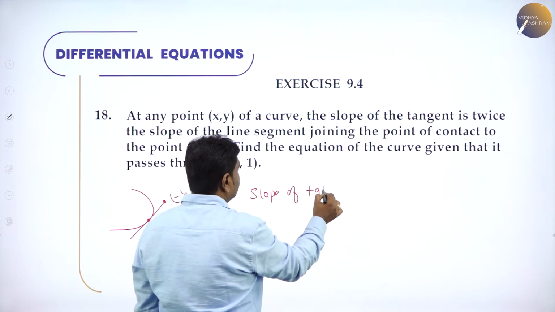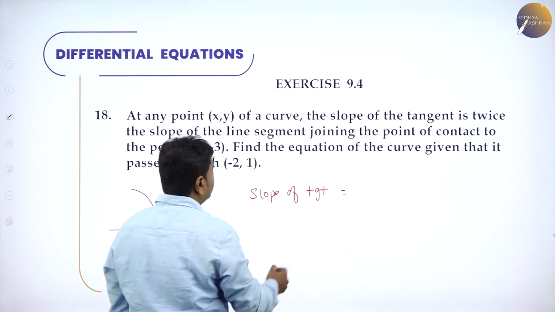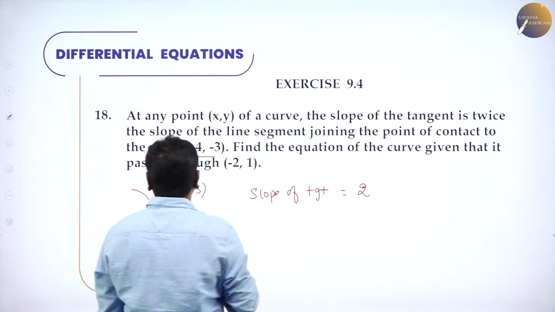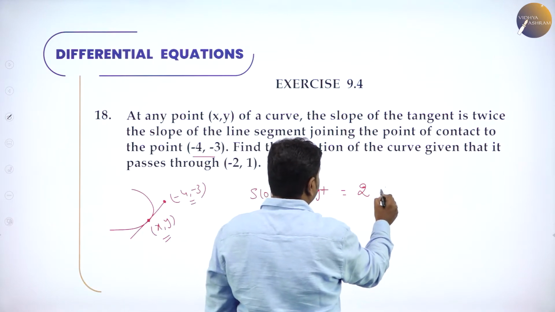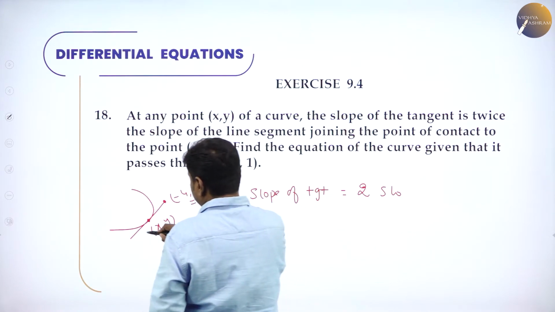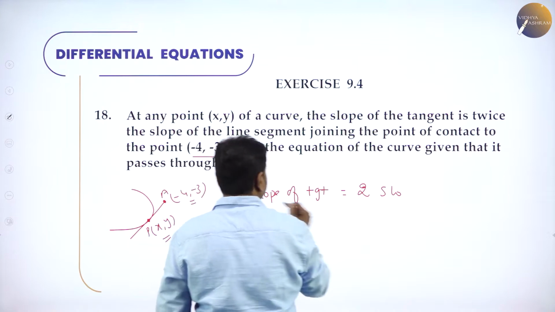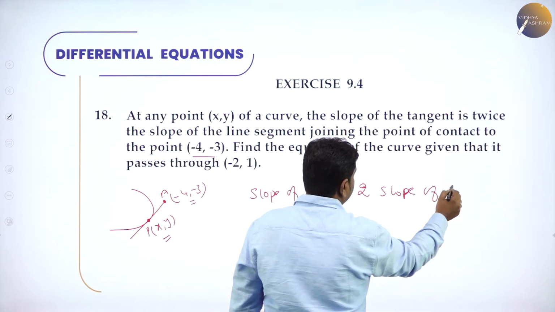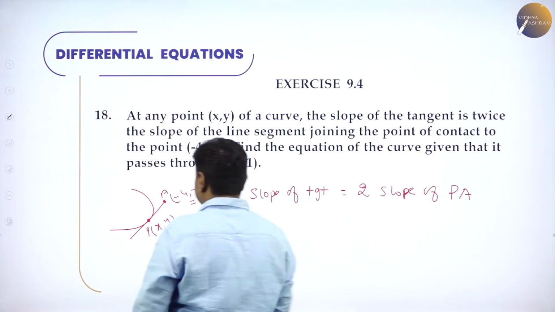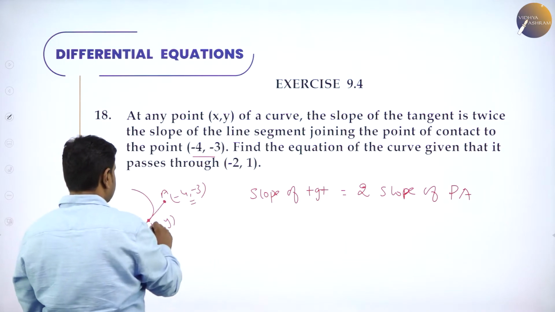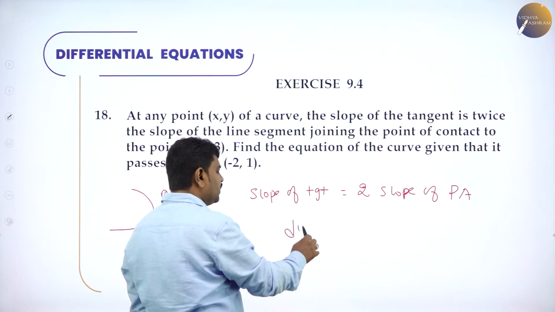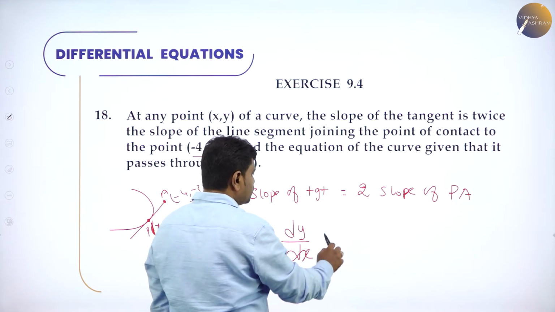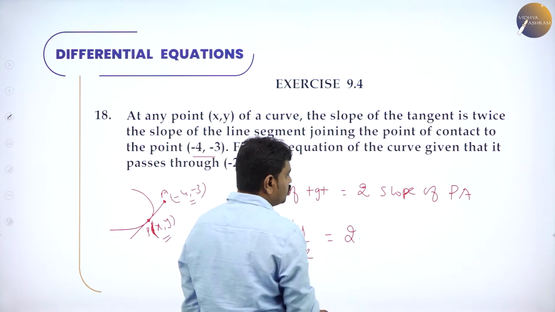Given slope of tangent is equal to twice. Twice means what? 2 times the slope of the line joining the point of contact and this point. I call this as P and A, slope of PA. Let us assume the point of contact is (x, y), this point of contact. So now what is the slope of tangent? Dy by dx. Is equal to twice means 2 times slope of PA.